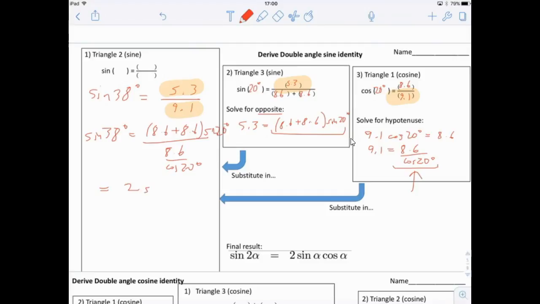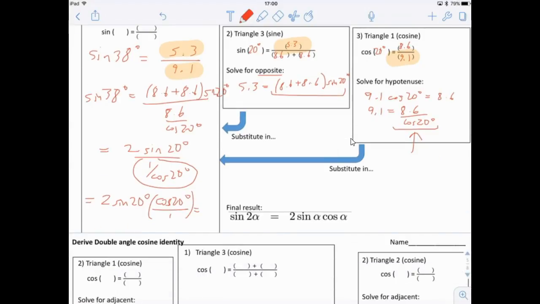So now we have 2 sine of 20 degrees divided by 1 over cosine of 20 degrees. Then we're going to take this bottom fraction here, and we're dividing by a fraction. Remember, when you divide by a fraction, it's the same as multiplying by the inverse of the fraction. So we're going to have 2 sine 20 degrees, and we're going to multiply by cosine of 20 degrees. So that's going to be finally equal to 2 sine cosine, and there we go, right?